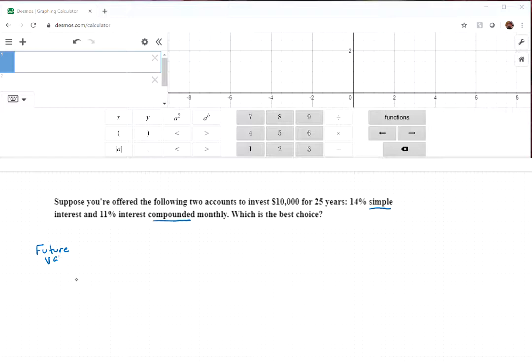So for simple interest, our formula is A for future value equals the principal value, which is the starting amount, times the quantity 1 plus R times T. Okay, so we have our $10,000, that's our starting amount, that's P. 25 years, that's our value for T. T is 25, 14%. So if you convert that to a decimal, R is equal to 0.14.